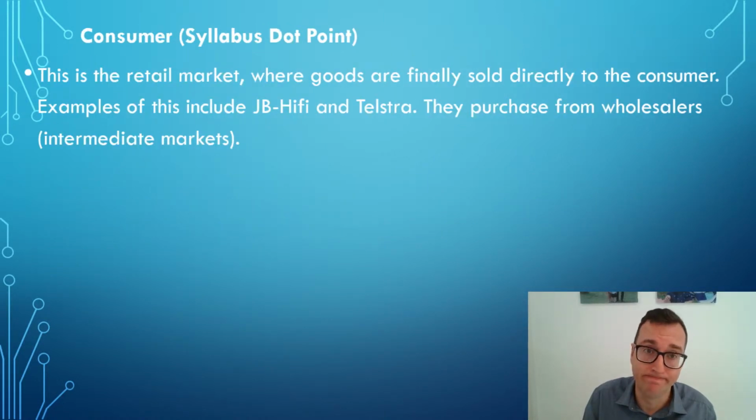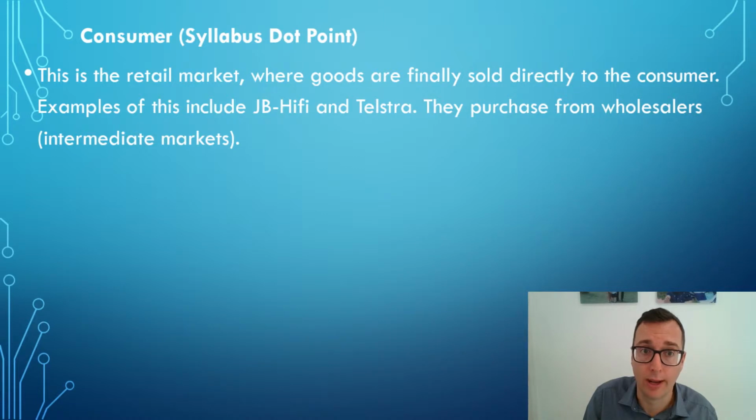Consumer market. Another name for that is the retail market. This is where goods are finally sold directly to the customer. Example of this, as I mentioned earlier, JB Hi-Fi, Telstra, they purchase from the wholesaler, which is that intermediate market, okay, and then they sell it to you, the customer.